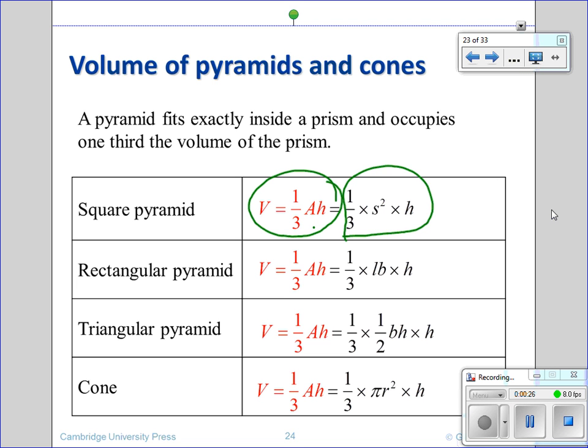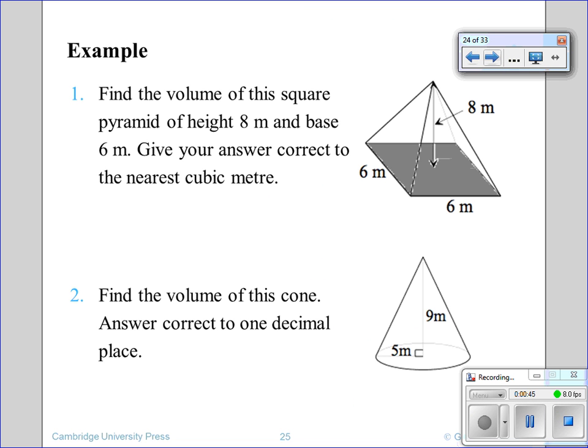Now, here's the key thing. 1/3 of the volume of a prism is a pyramid. So you can fit 3 square pyramids in 1 square prism of the same size. So, what happens here? Well, it's funny you should say that. I reckon we need to work it out.